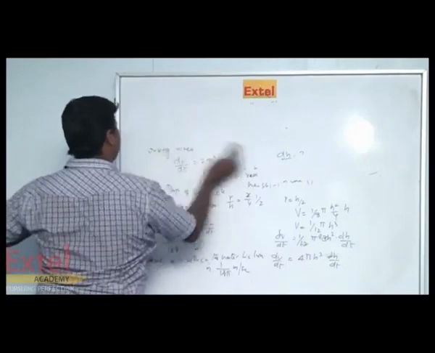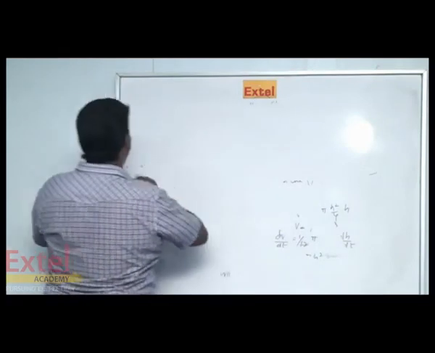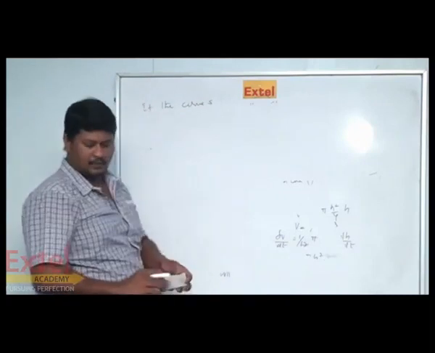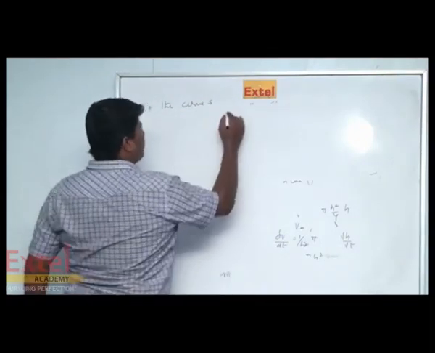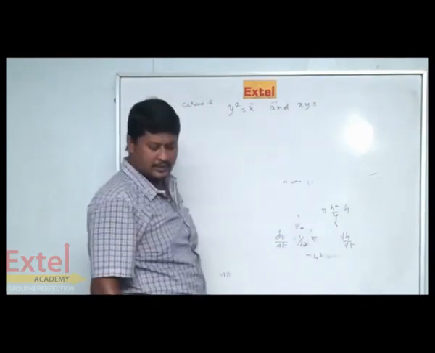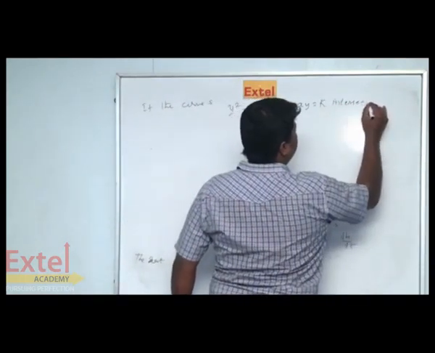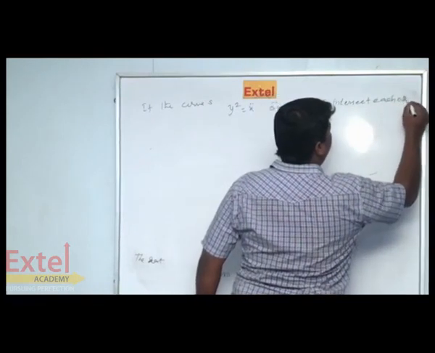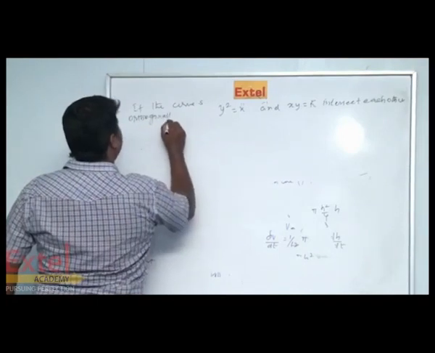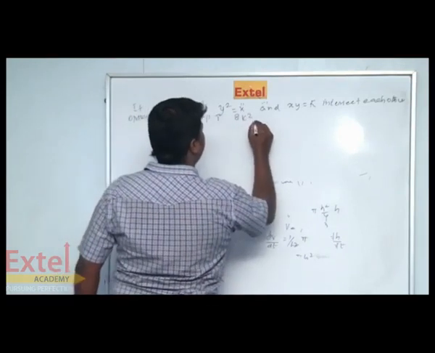If the curves y² = x and xy = k intersect each other orthogonally, then prove that 8k² = 1.